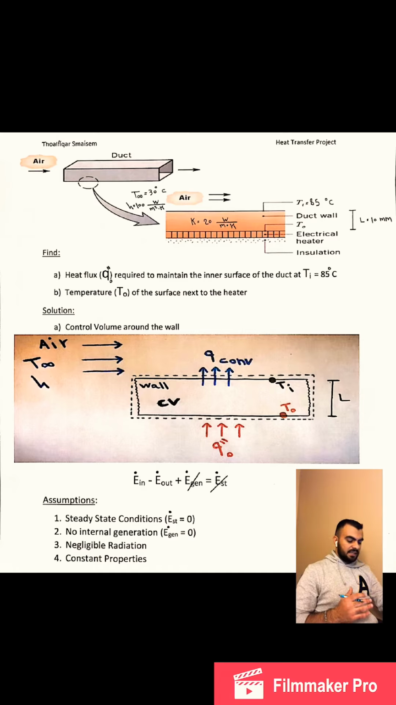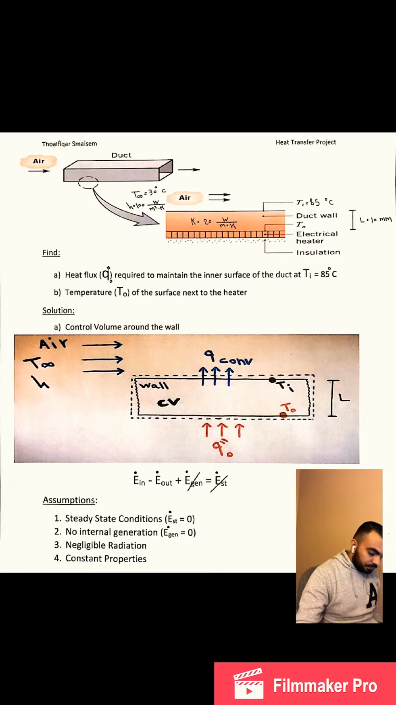For part A, we're asked to find the heat flux, so we are not going to take into account the insulation because we don't know anything about it except the K, and we don't know T out. That's why we are not going to draw our control volume around that part. We are just gonna draw the control volume above it as shown in the green dash lines.